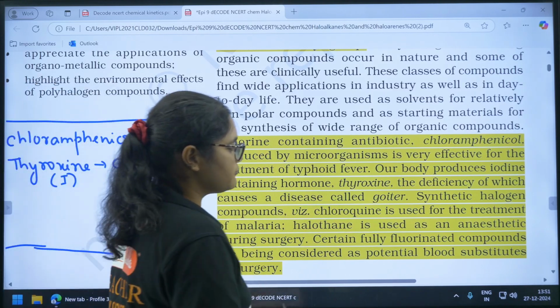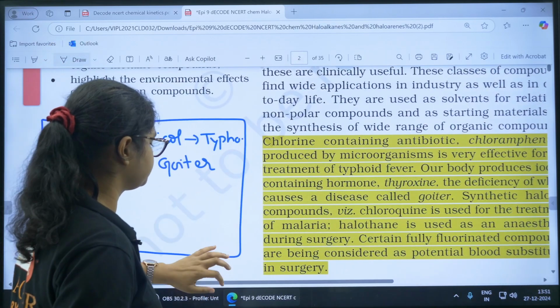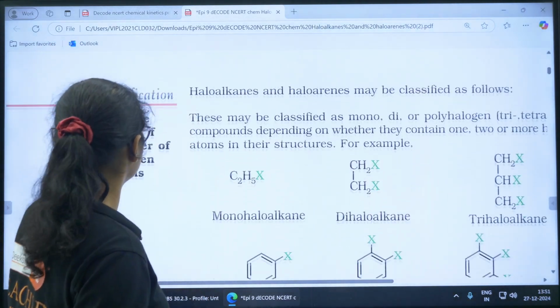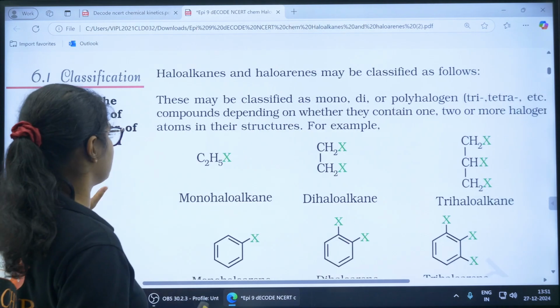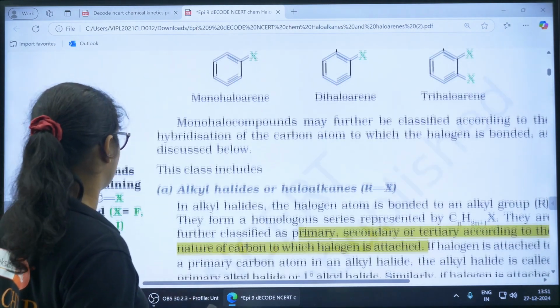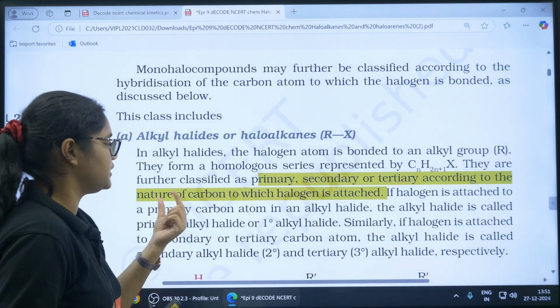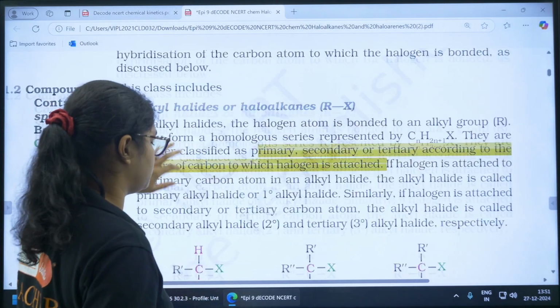Next, if we move forward, after that you have the classification on the basis of the number of halogen atoms. What is monohaloalkane, dihaloalkane, these are all there. That is not important, but you should know them. Similarly, you should know the primary, secondary and tertiary nature of carbon. You should be able to identify them.